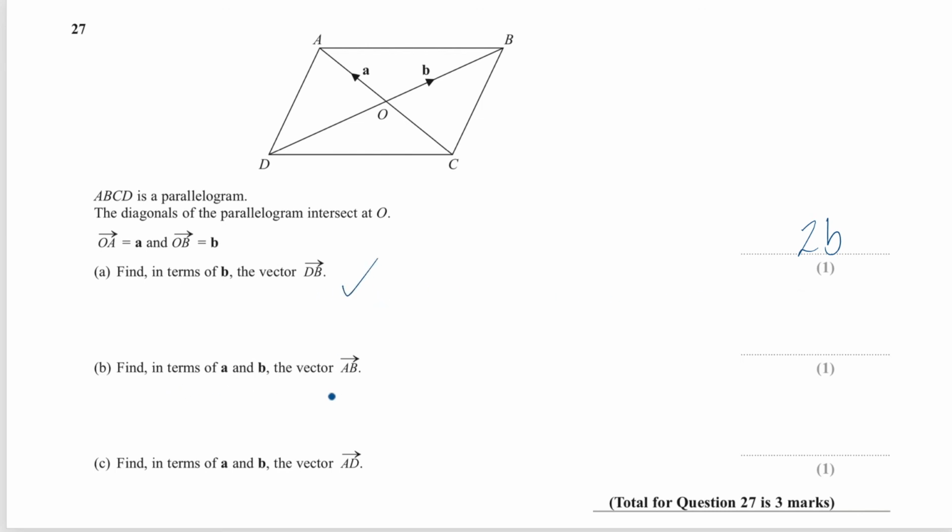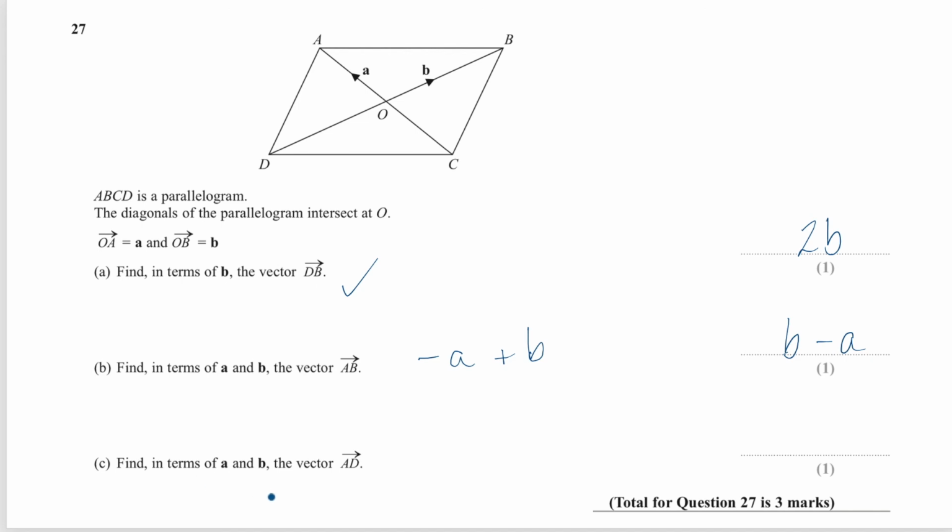Find in terms of A and B the vector AB. So that vector there, I always think about how would I travel from A to B using the vectors that we've been given. And the way to go from A to B is to go from A back to O and then from O to B. To get from A back to O, we've got to go the opposite way to that. So we're doing negative A, and then we're going from O to B, so we're adding B, and so we would write that as B minus A.